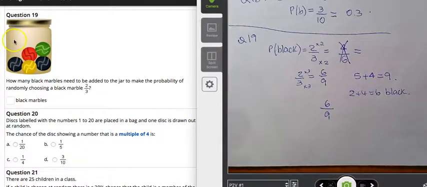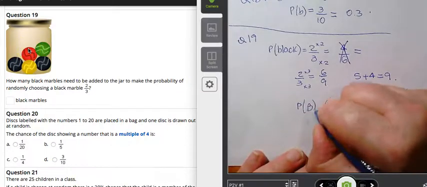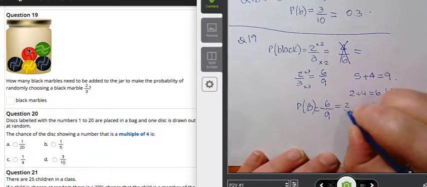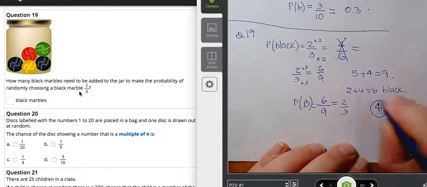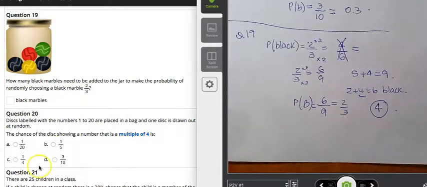So if we add another 4 black, as I said, we would have 1, 2, 3, 4, 5, 6 black out of, and we have 3 other colors. So the probability of black, if we add 4, would be 6 out of 9, which simplifies to 2/3. So how many more black marbles? It would be 4 black marbles. Okay, we would add 4 black marbles.